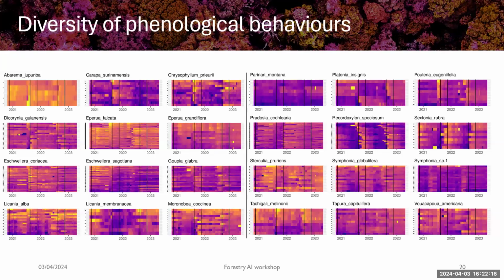And there's some species that are quite well behaved like this, and then other species are much more difficult to interpret and a lot more stochastic and random in how they're flushing and shedding their leaves. And so this was the eventual application of the crown maps that I was developing during my PhD.